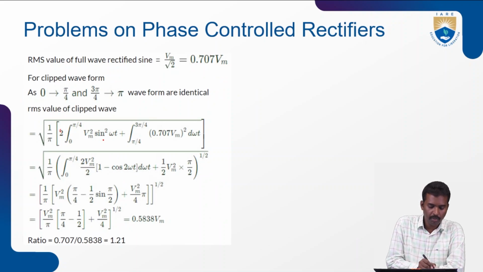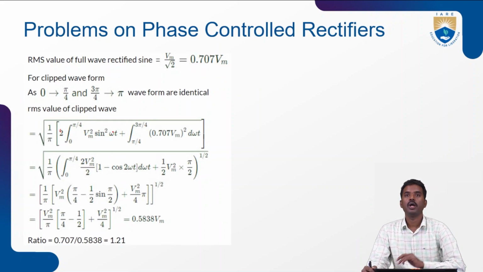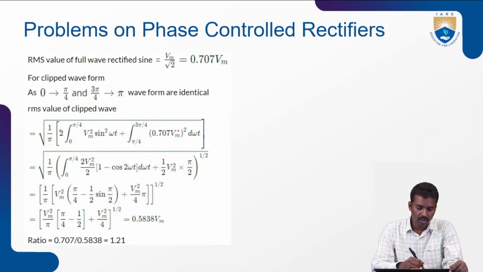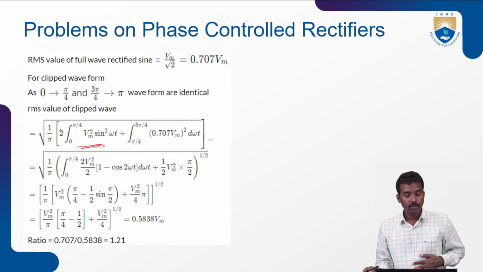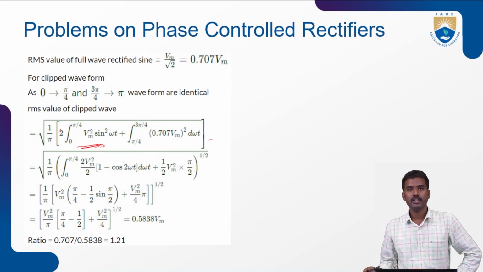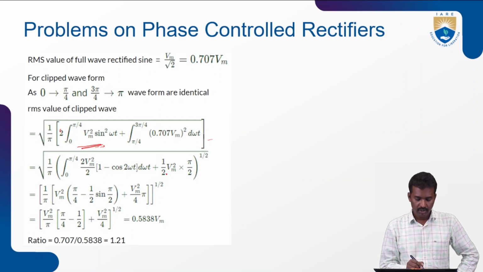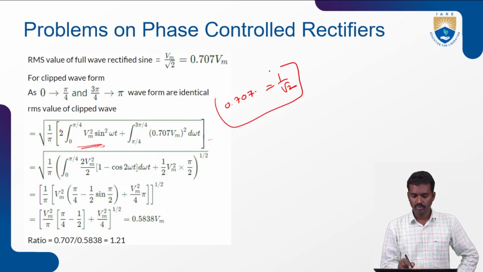So now here, 0 to pi by 4 of Vm sin omega t whole square, and then this straight line parallel to the x-axis, 0.707 Vm square d omega t, from pi by 4 to 3 pi by 4. Otherwise, remove this one and you can add another one from 3 pi by 4 to pi. Both are the same, so you will get the same value. Now if you simplify this, how will you calculate it? So this is Vm square by 2 into pi by 2. This 0.707 means that is 1 by root 2.